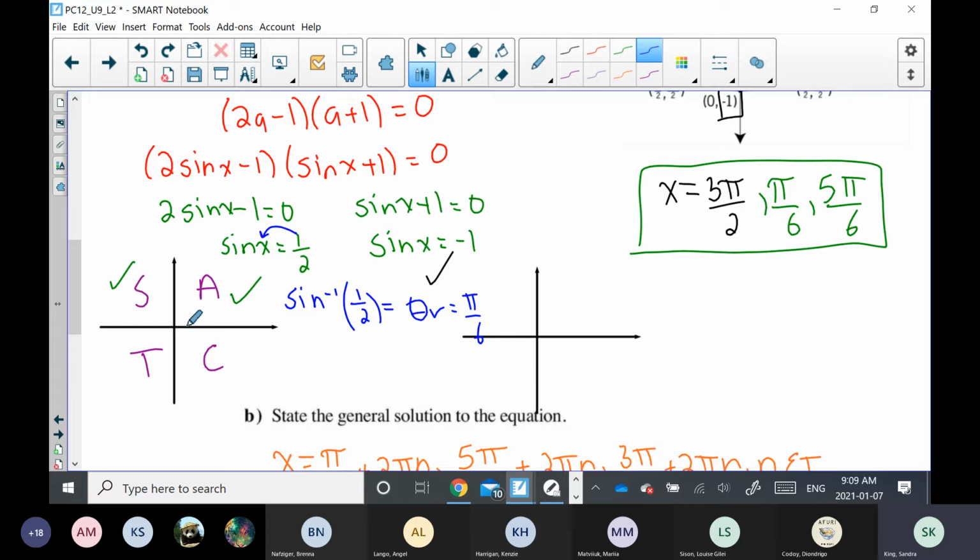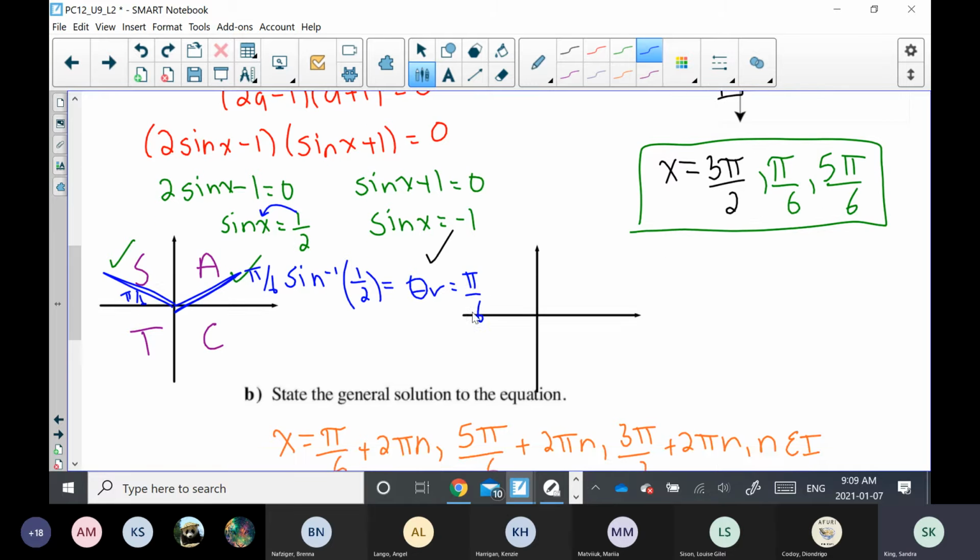And then you would have said, okay, that pi over 6 is in this quadrant, and it's in this quadrant. So you would have put pi over 6 here. And you could have subtracted pi minus pi over 6 to get 5 pi over 6. But if you're able to use your unit circle, it's faster. Use it.